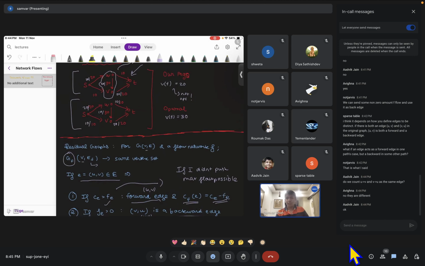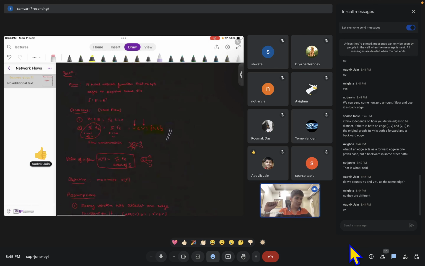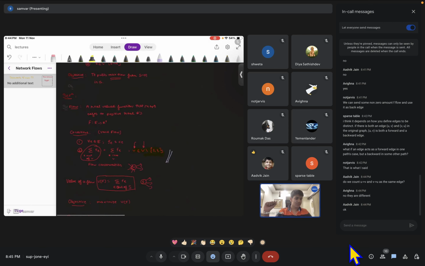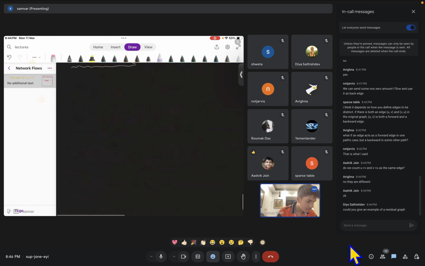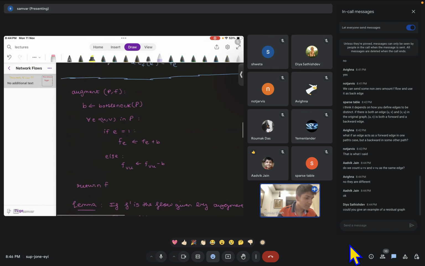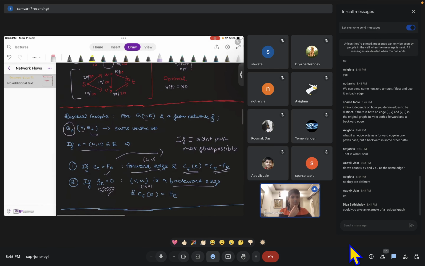So, we understood what the problem of network flows is and what residual graphs are. Is there any doubt so far? Like, do you want me to go over an example or cover something again or anything? Okay, I'm just getting a lot of thumbs up. So, awesome. Yeah, awesome. I think I will be able to cover proofs. I thought I would not be able to cover proofs.